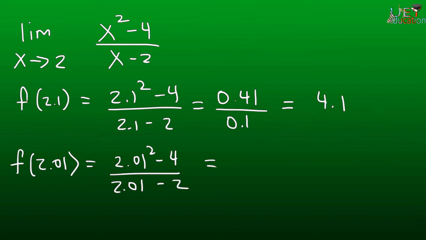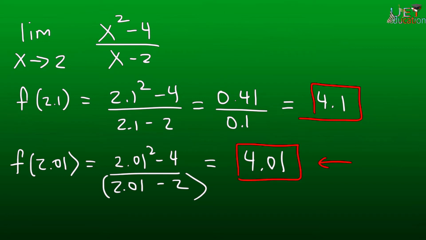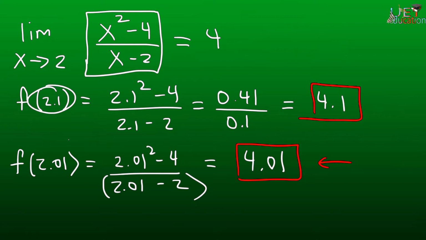If you type this in the way you see it in your calculator, you may have to put this in parentheses. You should get 4.01. So notice what's happening. As we get closer and closer to 2, the limit approaches 4. So we could therefore say that the limit as x approaches 2 of this function is equal to 4. And this technique works for any limit. As long as you plug in a number that's very close to whatever this number is, but not exactly that number, if the limit exists, it's going to converge to a certain value.